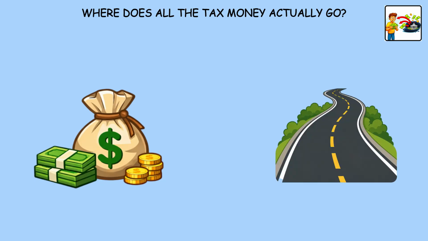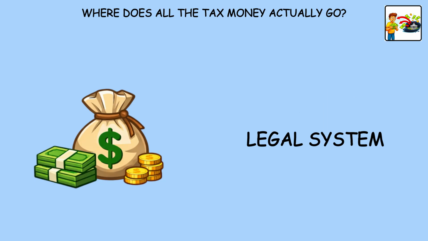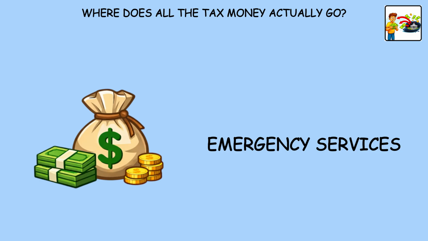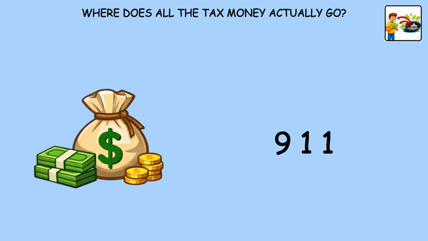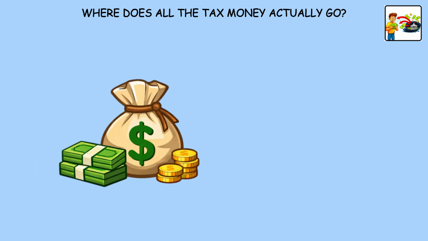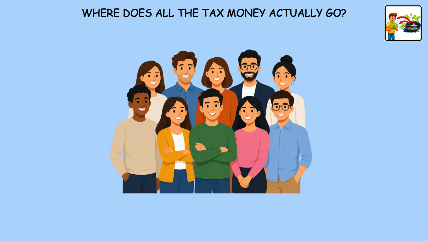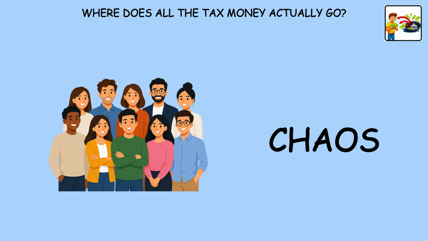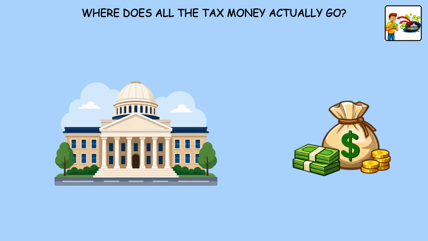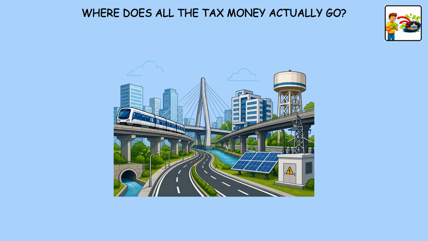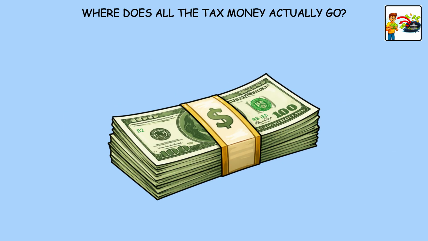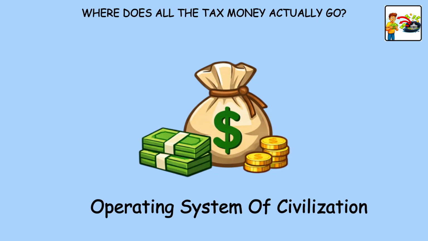The interstate highways, the legal system that protects your contracts, the military, and the emergency services that show up when you dial 911. But there's a deeper layer. Taxes are a tool for social stability. They fund the safety nets that keep society from falling into chaos during economic downturns. Governments also use tax breaks to encourage things they want more of, like home ownership, and high taxes on things they want less of. It's the price we pay to maintain the infrastructure that allows us to earn money in the first place. Taxes are effectively the operating system of civilization.